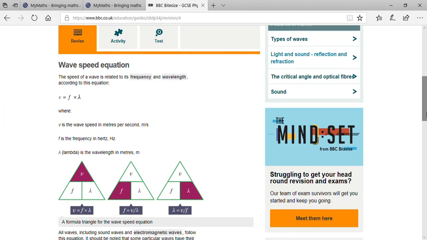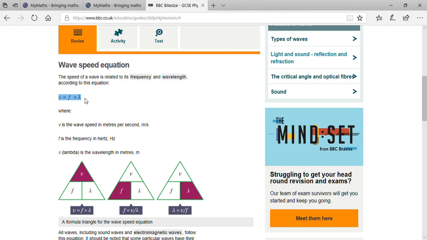So next is your wave speed equation. Fundamentally, we know that the speed of a wave is related to its frequency and wavelength. Or you can understand that the speed of a wave is directly proportional to the frequency and wavelength, okay. And it is defined by the formula v equals f lambda.